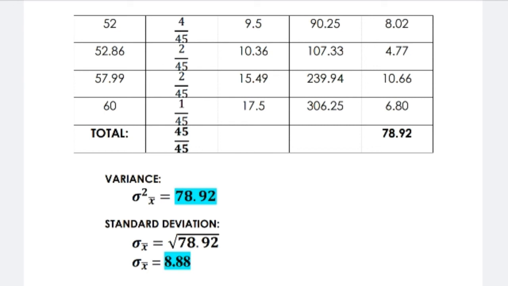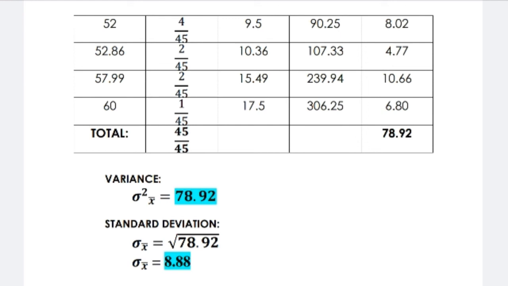The next sample mean is 52.86 with a probability of 2 over 45. 52.86 minus 42.5 is 10.36. 10.36 squared is 107 and 33 hundredths. 2 over 45 times 107.33 hundredths is equal to 4.77.